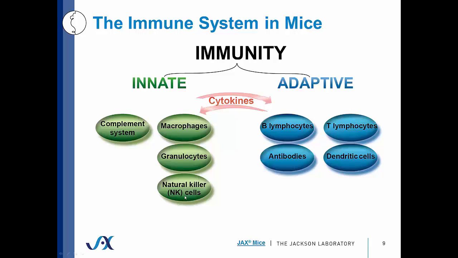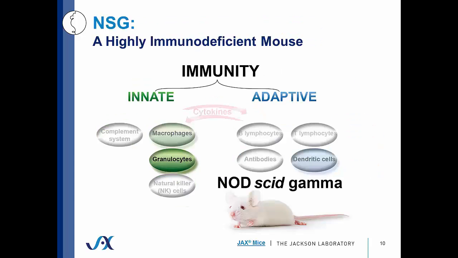infected cells. The adaptive branch consists of B lymphocytes, and these make antibodies that aid in pathogen detection and engulfment, T cells that kill infected cells and help B cells make antibodies, and finally dendritic cells that present foreign antigens to other immune cells. The common link between these two branches are cytokines. All immune cells release cytokines to communicate with each other and respond appropriately to infection. And so as you can see, the NSG mouse is highly immunodeficient in a number of these different immune cell populations, including complement, natural killer cells, B cells, and T cells, with reduced macrophage and dendritic cell function.